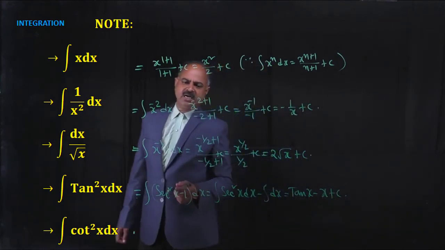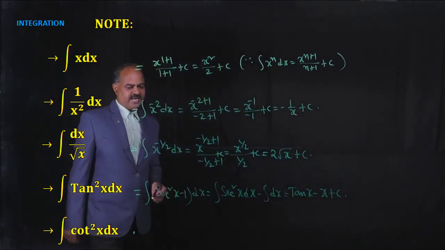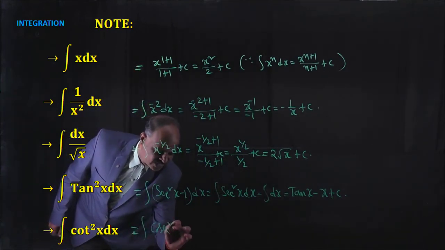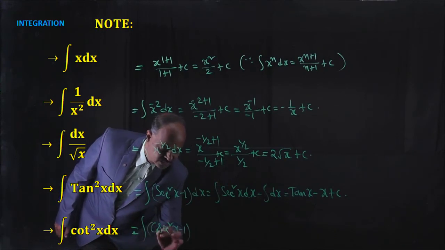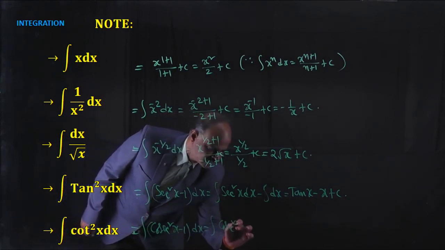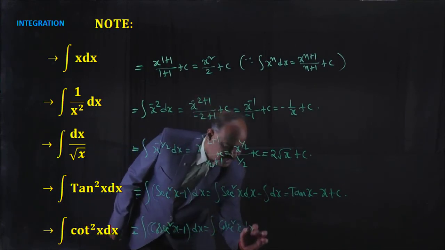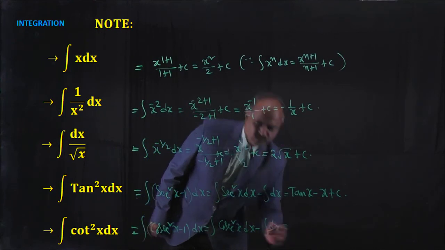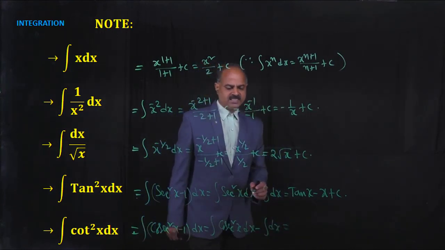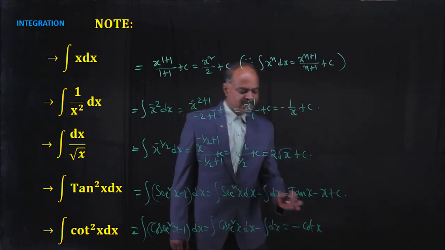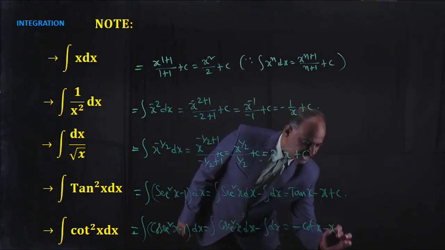Next one is integral cot square x dx. Now this can be written as integral cosecant square x minus 1 dx. Now this is equal to integral cosecant square x dx minus integral dx. We know that integral cosecant square x dx equal to minus cot x. We know that integral dx equal to x. So minus cot x minus x plus a.